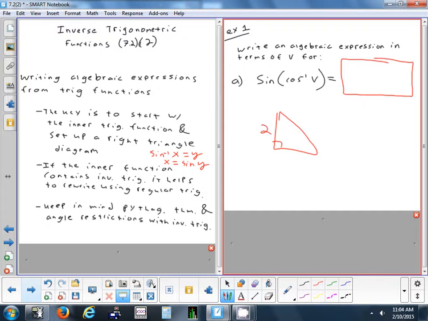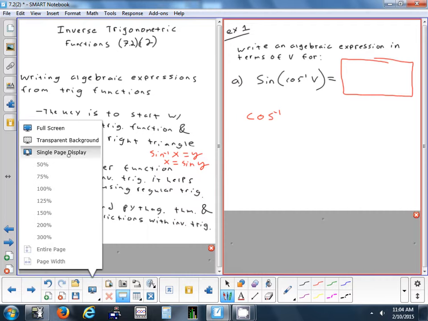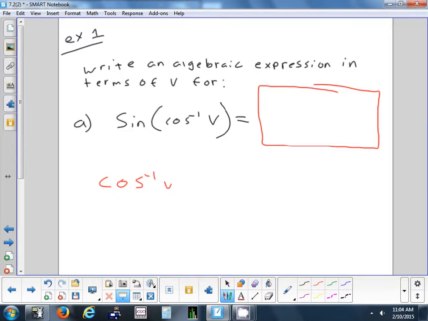If I drew this, and I said, find this angle, I could use opposite and adjacent. I could use inverse tangent to find that angle. Pythagorean theorem wouldn't help me find that angle. All right, so let's start with that. We've got inverse cosine of v. I don't know what it equals, but I know it equals an angle, some angle. So for now, I'll just represent that angle as theta. So that whole thing is theta.